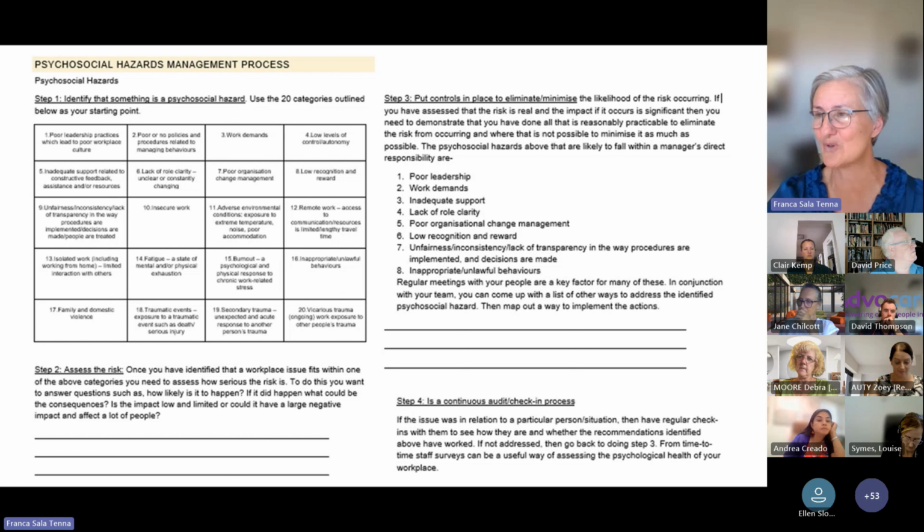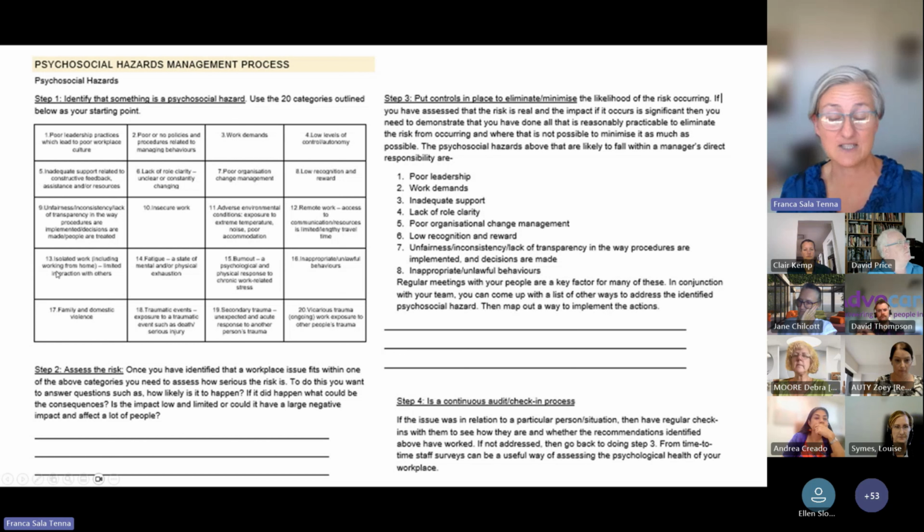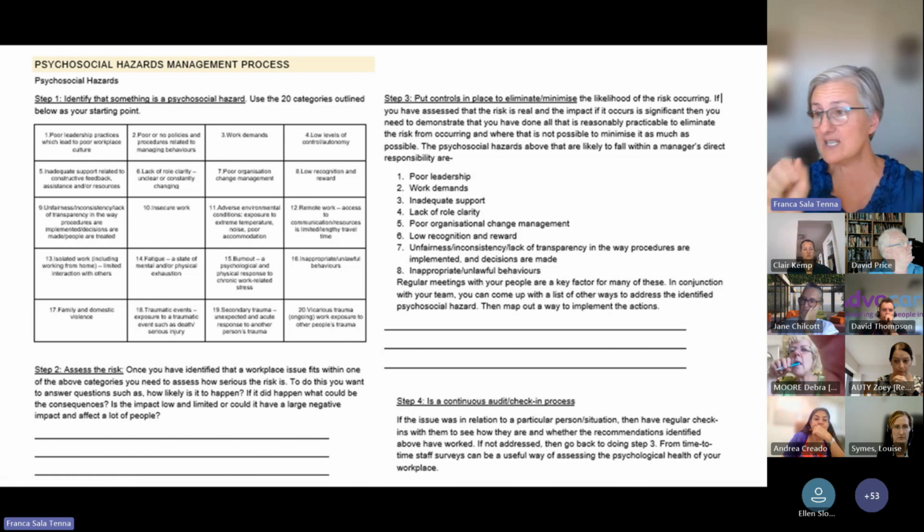But let me at least walk you through what we've got at the moment. Step 1, identify that something's a psychosocial hazard. We've put the 20 categories there as a visual, and literally what your manager or safety or HR can do is highlight the ones that they think are a live issue as they're talking with the person about what's happening to them. So that's step 1.